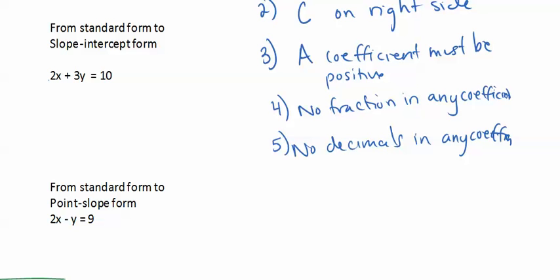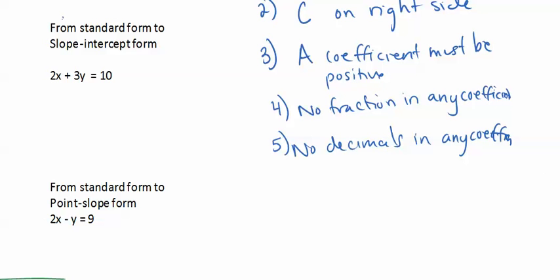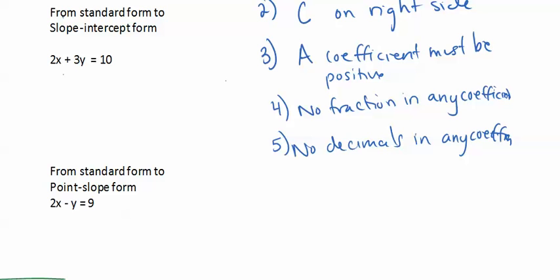So for the first 4 examples in the previous video, we converted from slope-intercept form to standard form, and then from point-slope form to standard form. Well, in this example, I'm going to convert from standard form to slope-intercept form. So I have 2x plus 3y is equal to 10. Well, part of putting something in slope-intercept form is I want to solve for y. So I want this in the form y equals mx plus b. So remember what you're solving for.